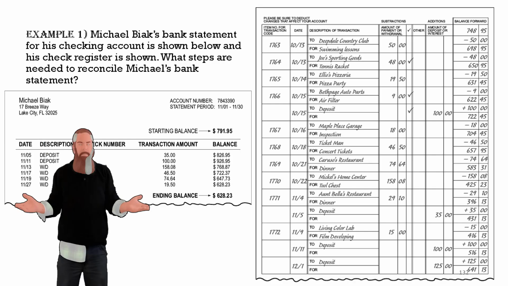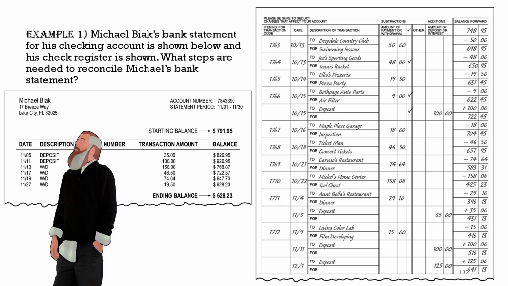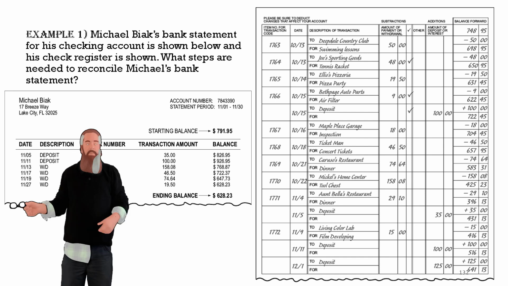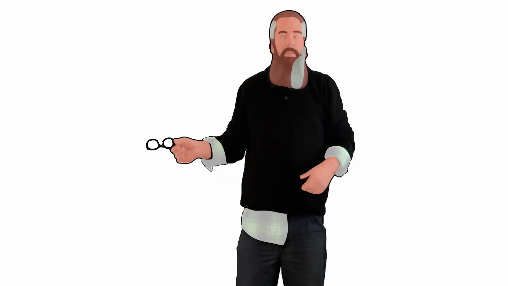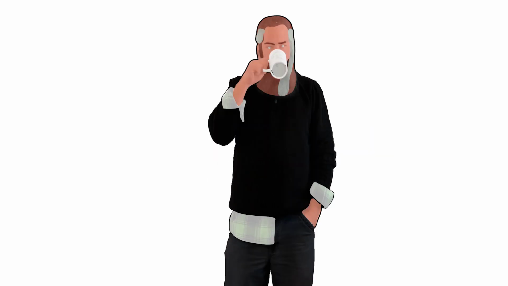Michael's bank statement for his checking account is shown here, and his check register is also shown. What steps are needed to reconcile Michael's bank account? We want to compare the entries in Michael's check register with the bank statement. The entries marked with a check mark appeared on the previous month's statement. Enter a check mark in the check register for each deposit and check listed on the monthly statement. Some of the entries in the check register are not on the bank statement. List any outstanding checks or other withdrawals to find the total.